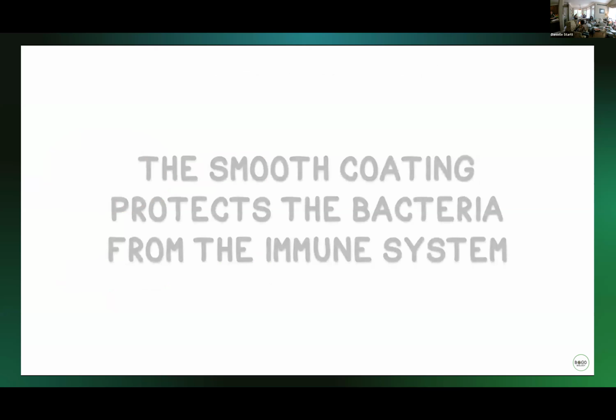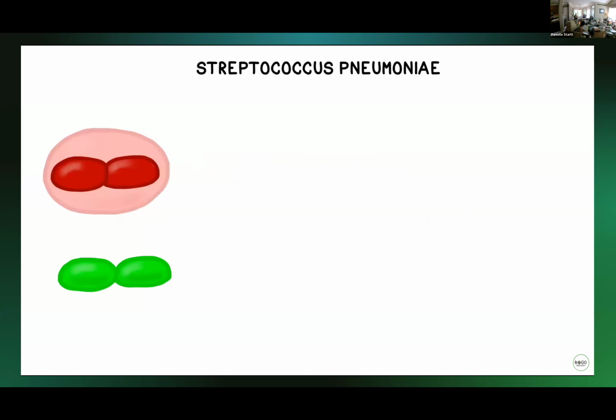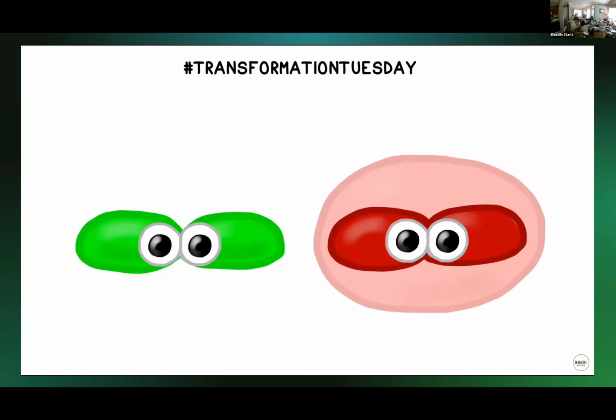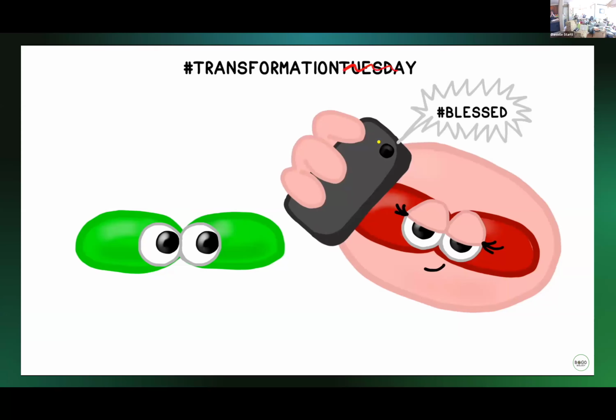The coating on the smooth strain protects it from the body's immune system and thus allows the bacteria to attack cells and cause disease. While observing the pneumococcus bacteria, Griffith noticed that sometimes the non-virulent R strain would revert into the virulent S strain. He theorized that a transforming principle was somehow transferred between the S strain and the R strain, causing the R strain to acquire dangerous properties.